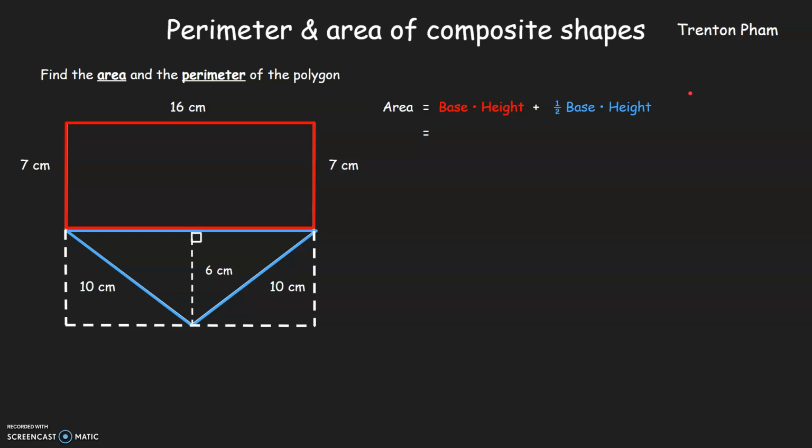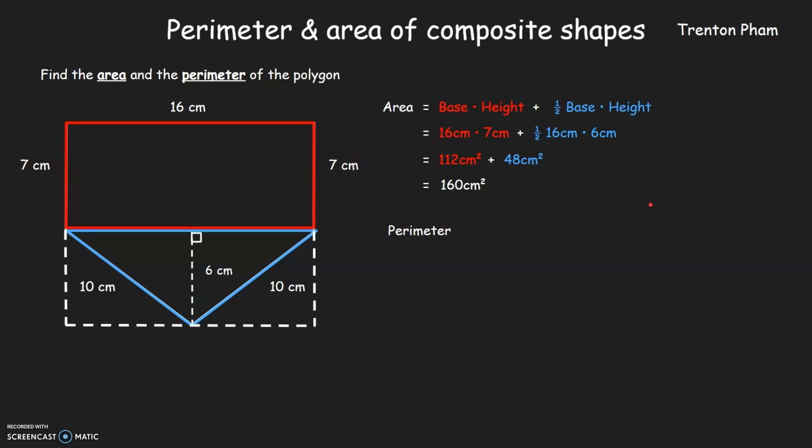Substituting in numbers for base and the height, we get 16 centimeters times 7 centimeters plus 1/2 times 16 centimeters times 6 centimeters. Simplifying this down, we get 112 centimeters squared plus 48 centimeters squared, which will end us off with 160 centimeters squared, which is the area of this entire polygon.